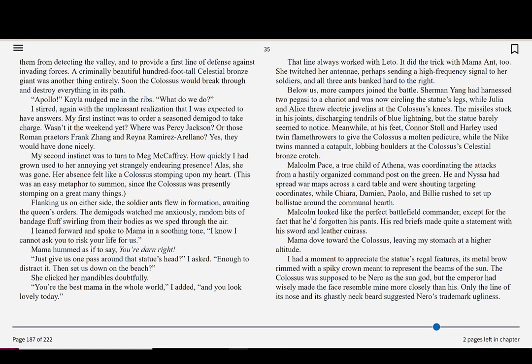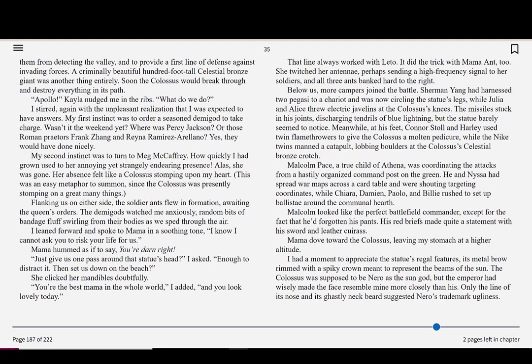My second instinct was to turn to Meg McCaffrey. How quickly I had grown used to her annoying yet strangely endearing presence. Alas, she was gone. Her absence felt like a colossus stomping upon my heart. This was an easy metaphor to summon, since the colossus was presently stomping on a great many things. Flanking us on either side, the soldier ants flew in formation, awaiting the queen's orders. The demigods watched me anxiously, random bits of bandage fluff swirling from their bodies as we sped through the air.